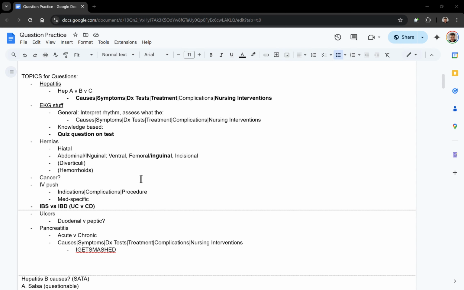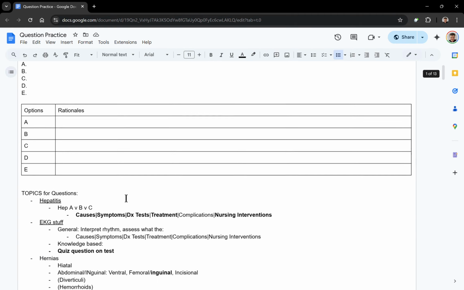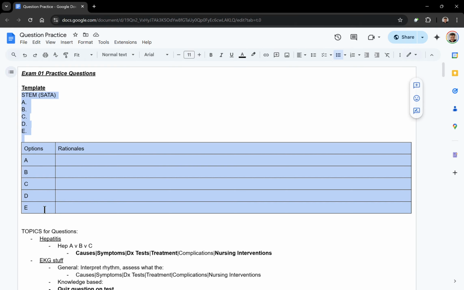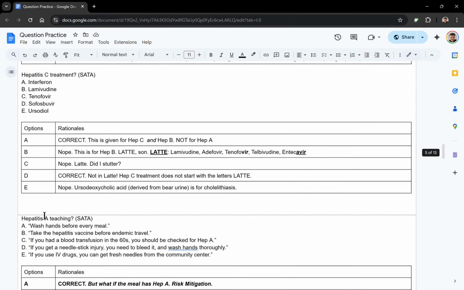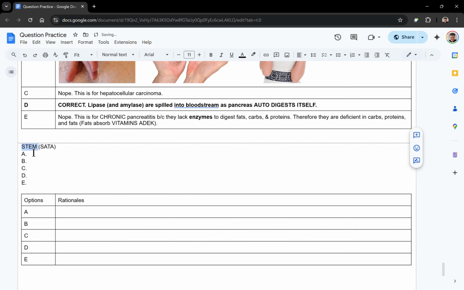Can we do one more EKG question? Another EKG question. It's not gonna take the 2 hours, 2 hours for the 2 questions. All right, so what kind of EKG question do you want? You want symptoms, treatments, causes? Which one do you want for the last one?